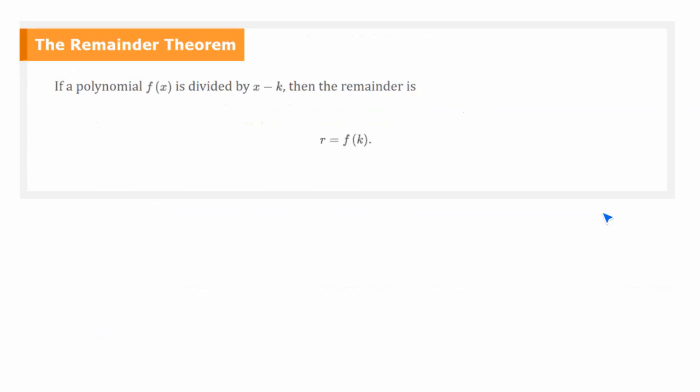All right. So let's go over what's called our remainder theorem. If a polynomial f of x is divided by x minus k, then the remainder is f of k. So what this means is that the value that we are dividing with, when we plug that into our function, that's basically our remainder. It's what's left over, right?